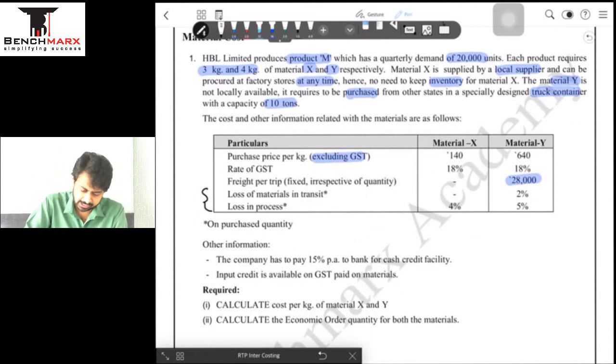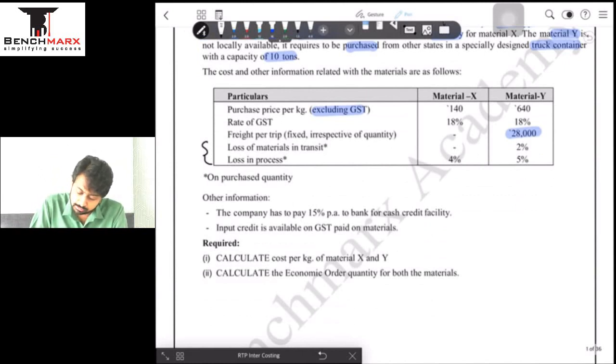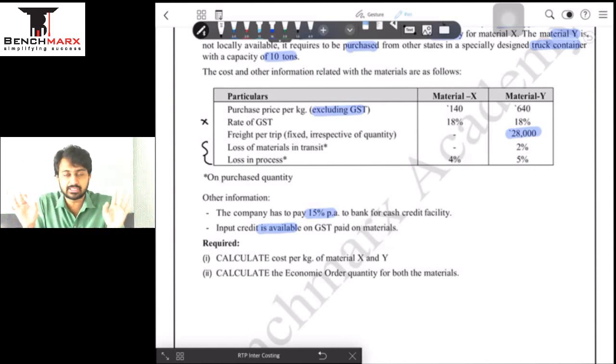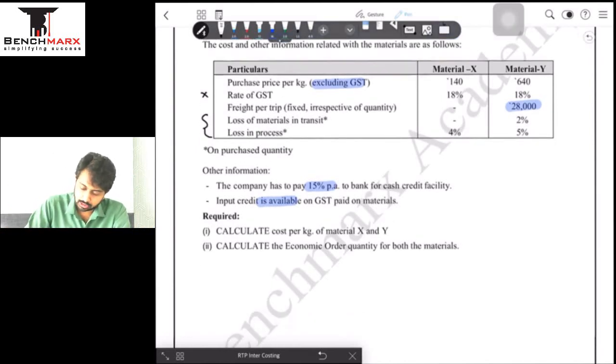Detail. Data. Theek hai, we will move ahead. Other information: the company has to pay 15% to a bank. That is nothing but my cost of inventory holding, CI. Theek hai. And input credit is available. So if input credit is available, then the rate of GST does not become my cost, because ultimately I'll be paying GST to my vendor and I'll also be recovering the same from my sellers, so it is not going out of my pocket. Theek hai, that becomes my data here.